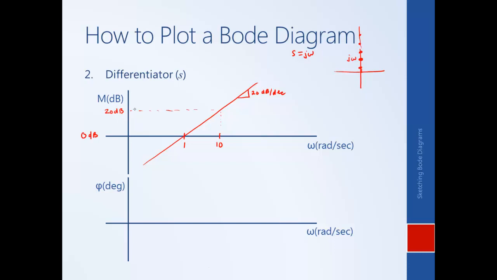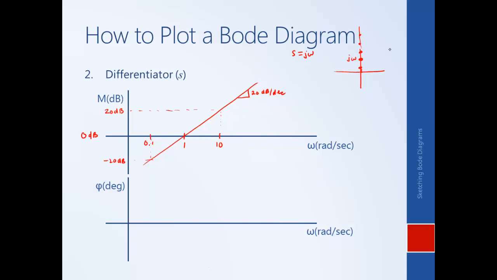Okay. And if we keep going, as we go to 100, it would go up to 40, 1,000, it would go up to 60, and if we go in the opposite direction, we go a factor of 10 smaller, and we're minus 20 decibels. Okay. So that's how we plot the magnitude plot of a differentiator.